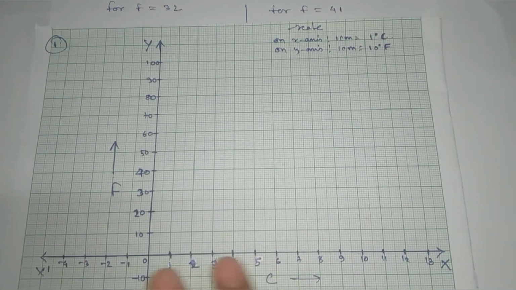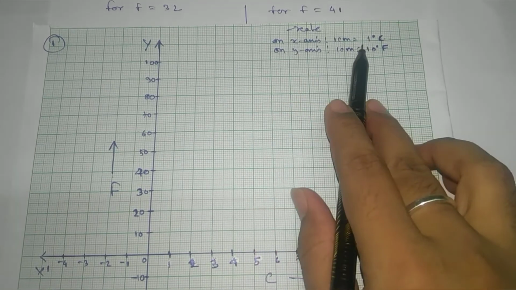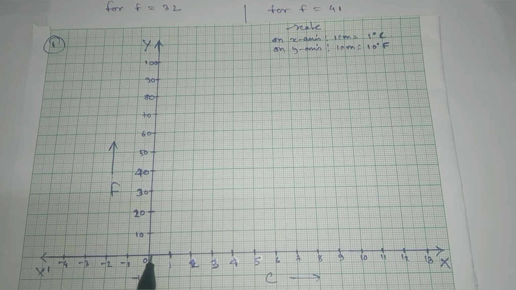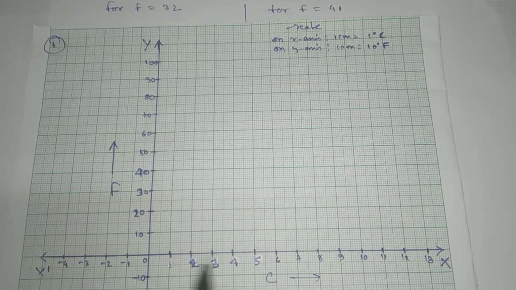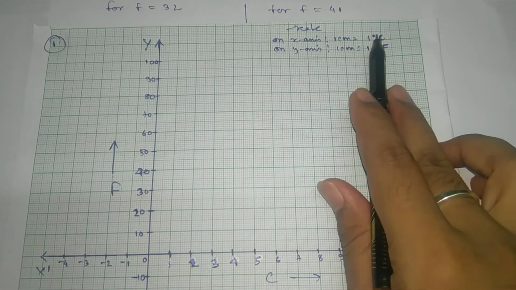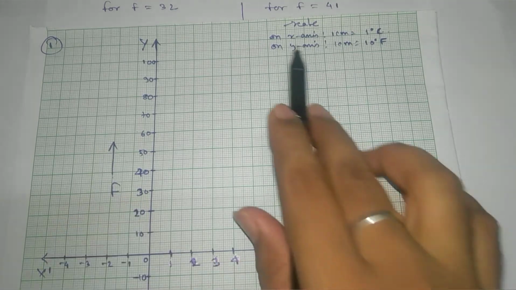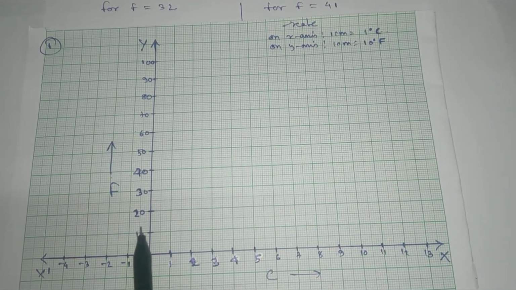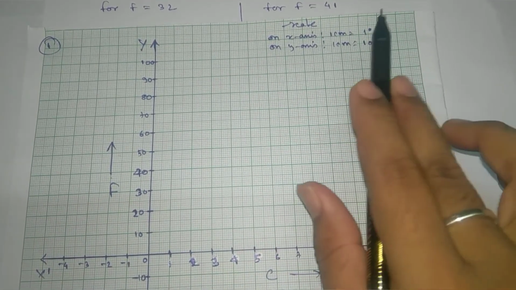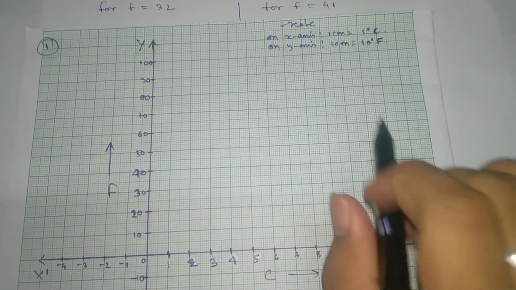That means we'll take the scale. Scale is compulsory. This is your 1 centimeter gap. So for each 1 centimeter on the x-axis, how much are we taking? 1 degree Celsius. So we'll write here, on this side your C and this side your F. And on the y-axis we are taking 1 centimeter as 10 degrees Fahrenheit. So we'll mention this scale. Remember, it's compulsory.